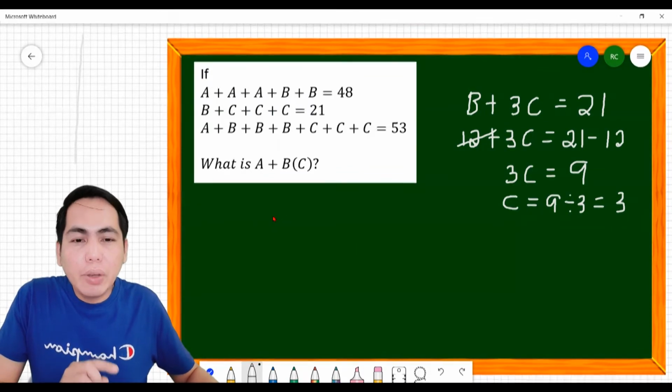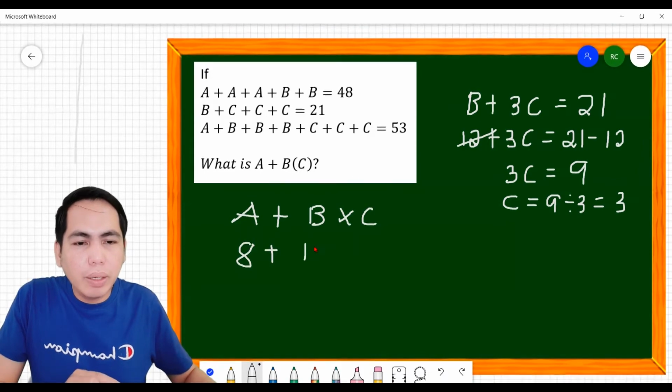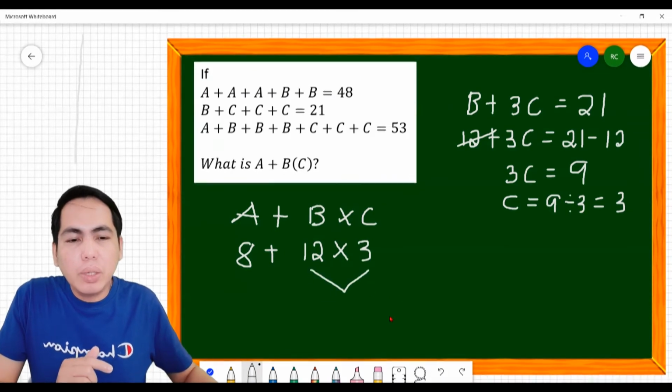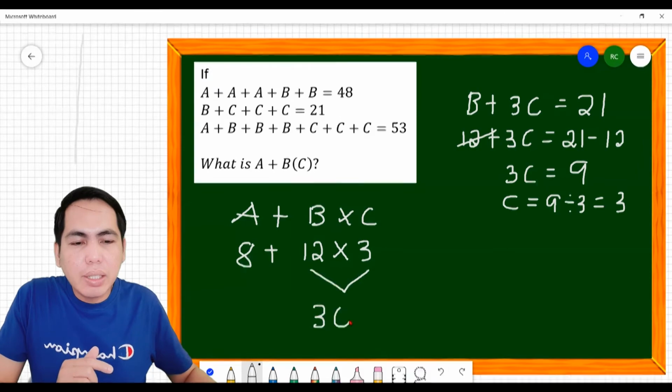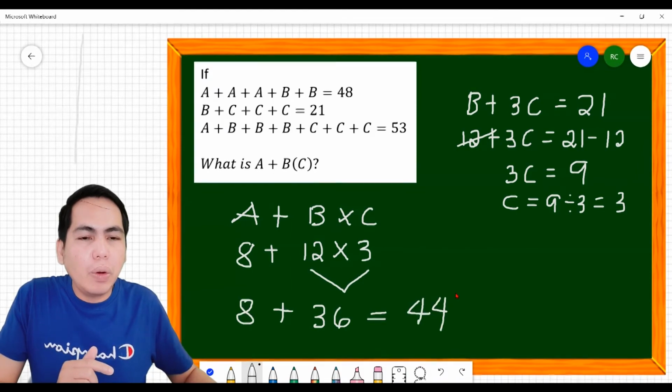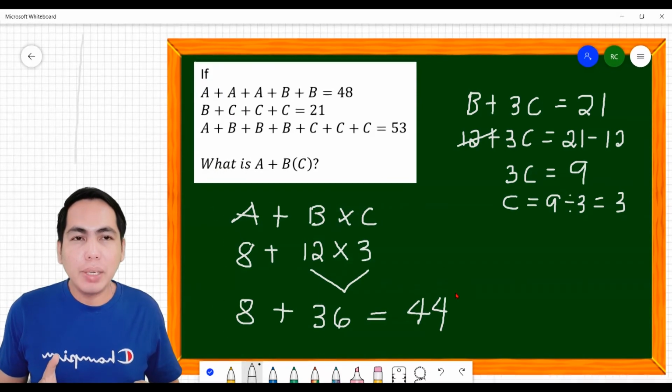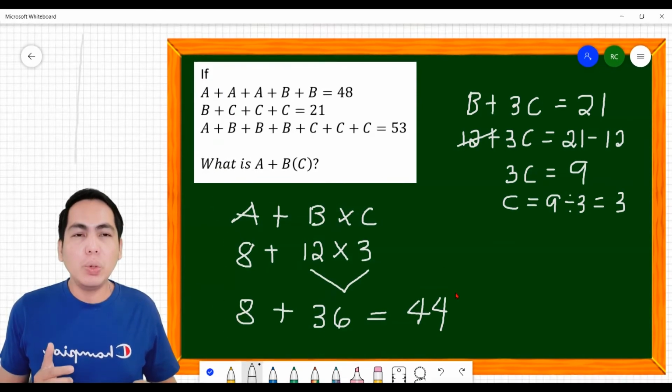Now, we can substitute into our expression: A plus B times C. So A is 8 plus B is 12 times 3. Following the PEMDAS rule, we have 12 times 3 to give us 36, and then plus the 8 to give us 44. So therefore, the value of A plus the product of B and C is equal to 44.